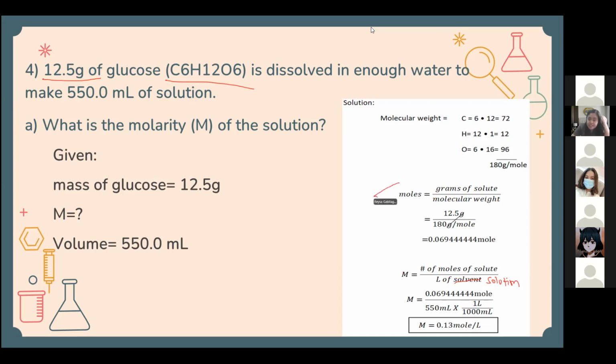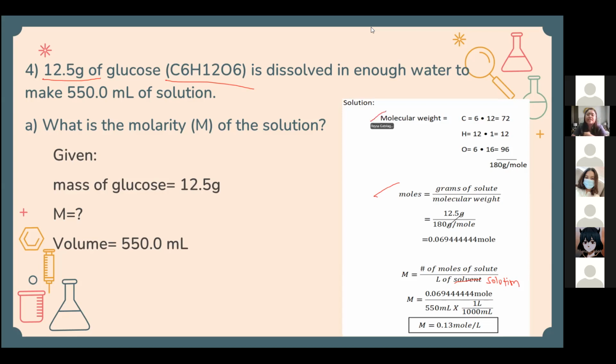And this is our formula for the number of moles: grams of solute divided by molecular weight. So the grams of solute is 12.5 grams. And where does 180 grams per mole come from? It is the molecular weight, and this is how you compute for it.